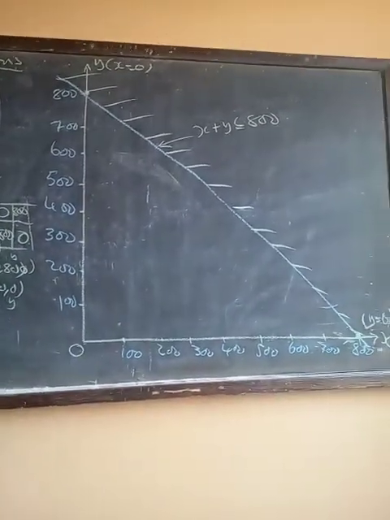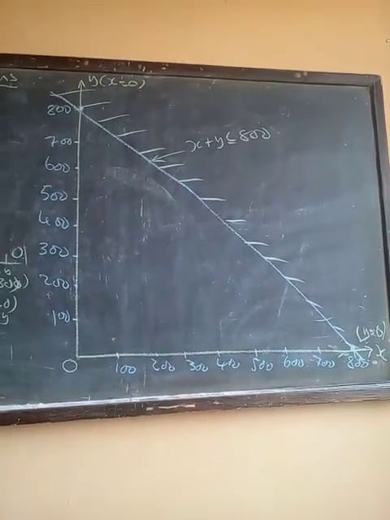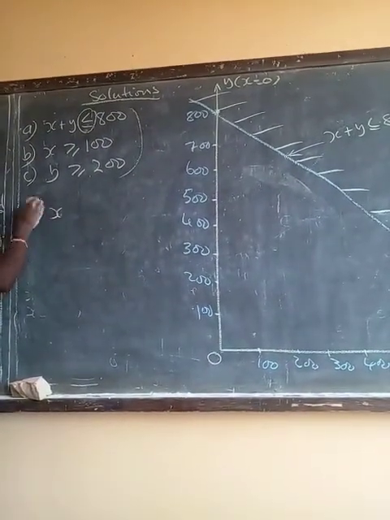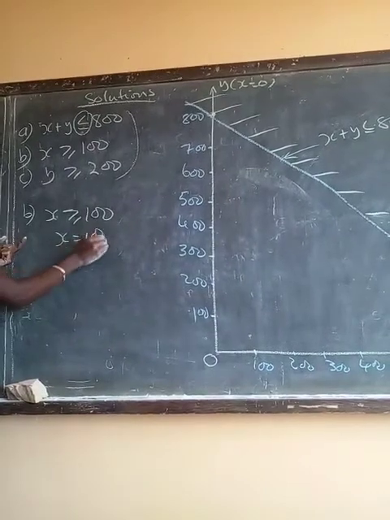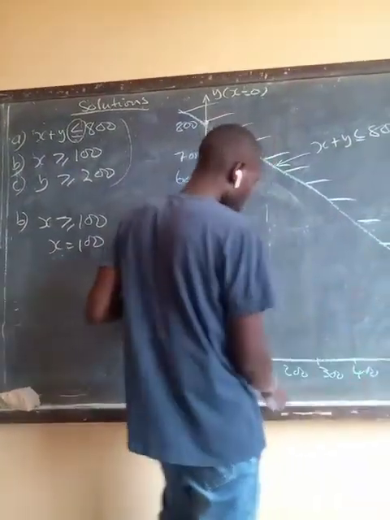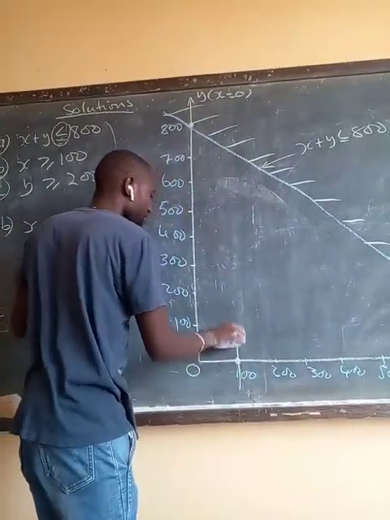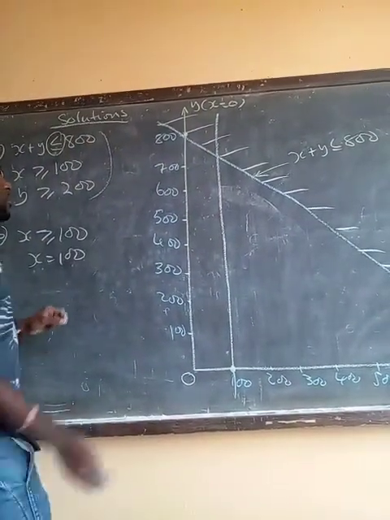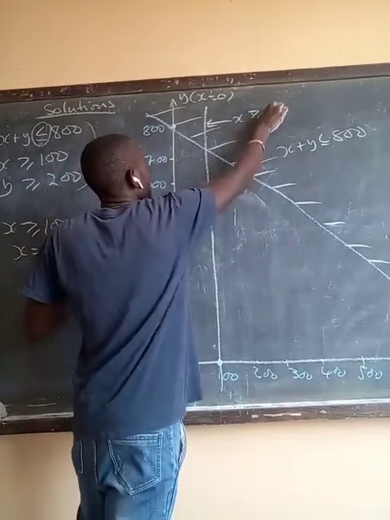You are done with this one. You have shown it. We come to the next inequality. The next one is b, which is x is greater than or equal to 100. This one is straightforward. It's more like x is equal to 100. So you just go where x is equal to 100. And we know that x lines are lines that run from north to south. So x is equal to 100 is just here. I draw a straight line, cutting from there, going up like that. So that is x is equal to 100. You even name this line and say x is greater than or equal to 100. Done.